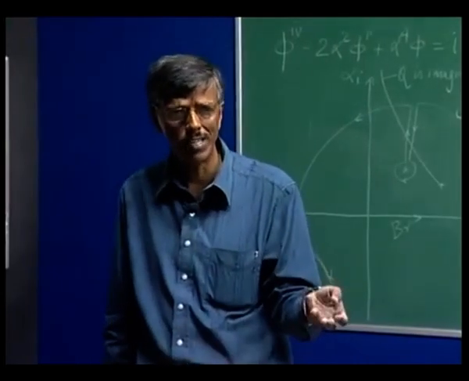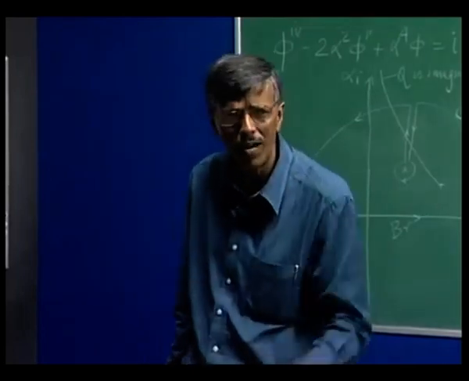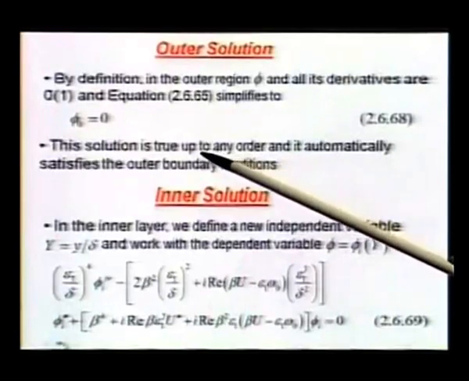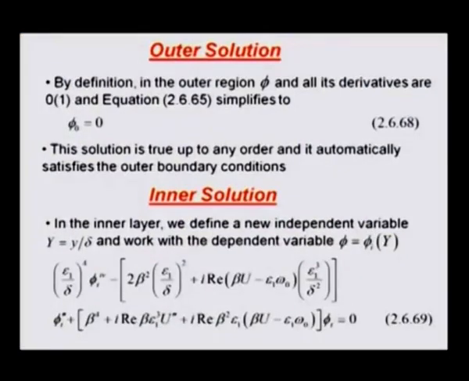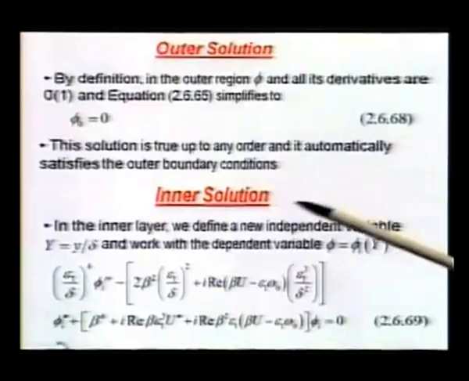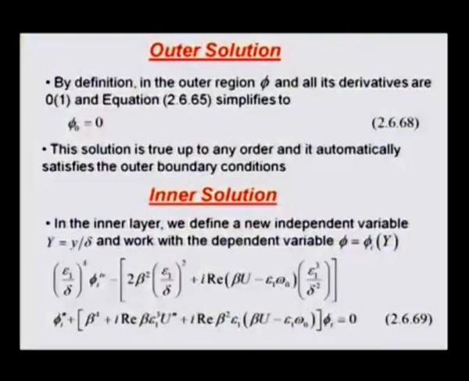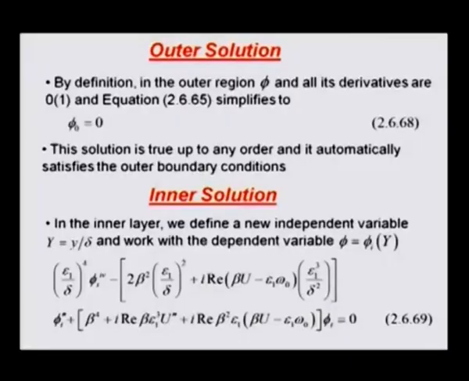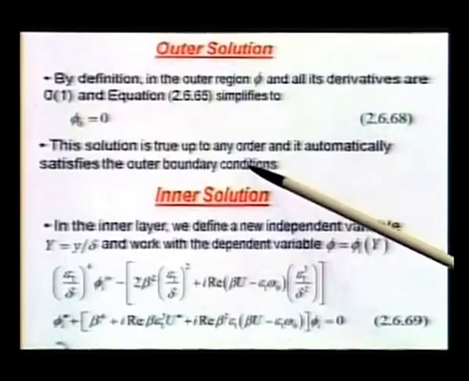We can always have a case where in the outer part we would not have any contribution, and this is interesting. This is true for any order of epsilon 1, right. So, what happens? This satisfies the far field condition as y goes to infinity. There is absolutely no problem. To any order you can satisfy that.